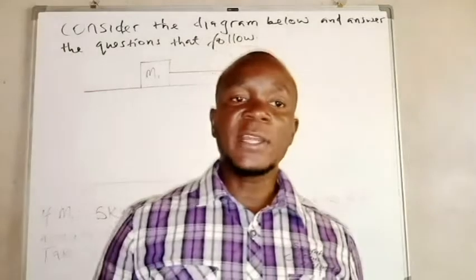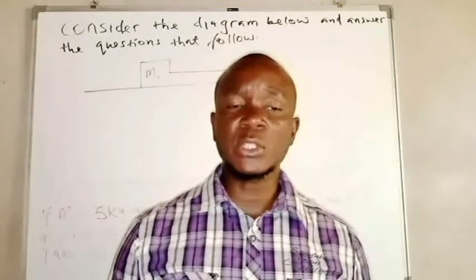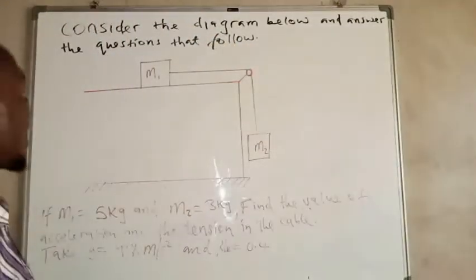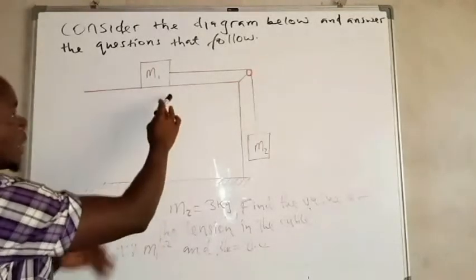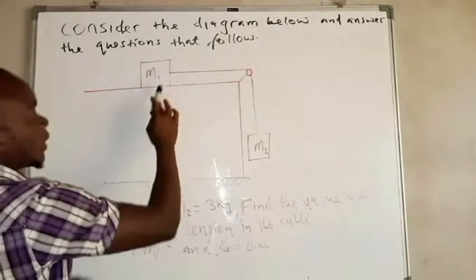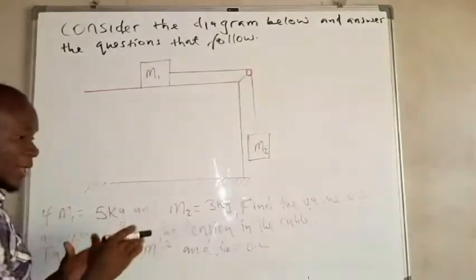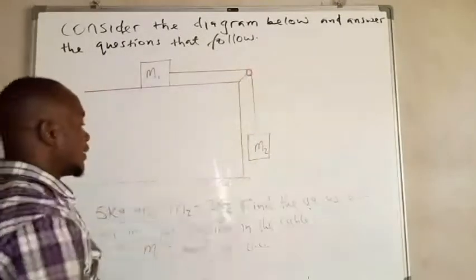Welcome. In this video, we're going to find the acceleration of the system and the tension in the cable that connects two blocks. The question says, consider the diagram below and answer the questions that follow. So we have this mass, which is on this surface, which is connected to this mass by this cable. We're going to find the acceleration of the system as well as the tension in the cable.